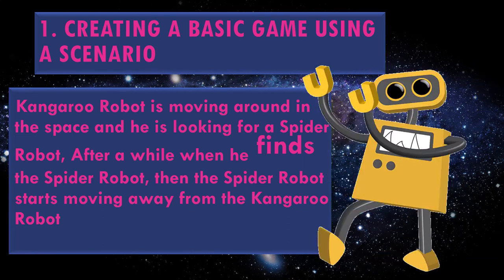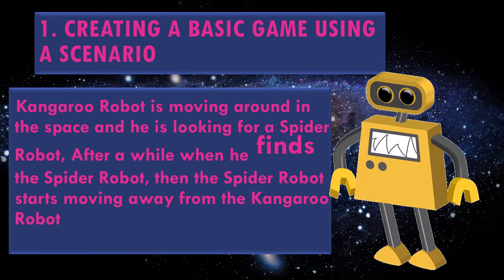In our game, we have a kangaroo robot and a spider robot. What the kangaroo robot does is it moves around in space, and he's actually trying to look for the spider robot. And when he finds the spider robot, the spider robot will start moving away from the kangaroo robot, because it's as if he's running away from him, right? So this is the scenario we are trying to make today.